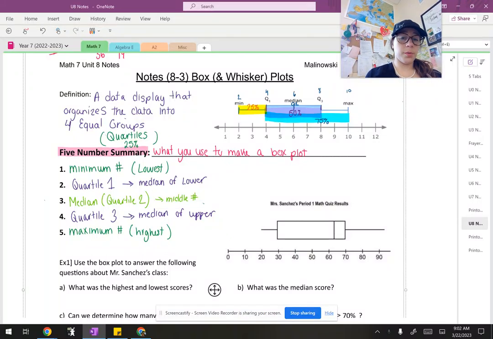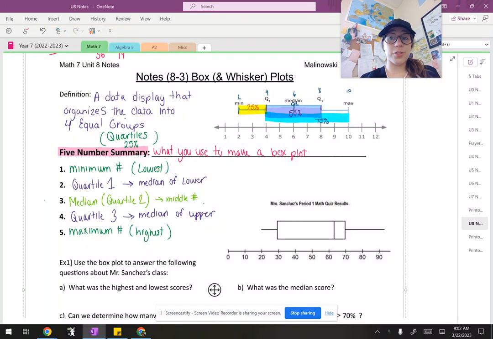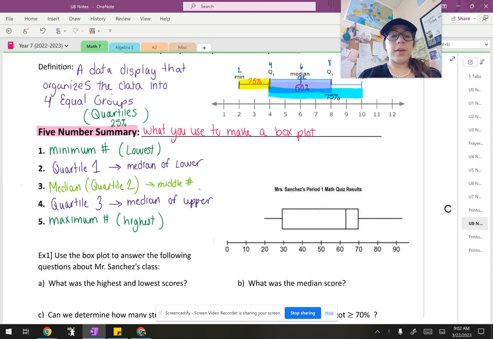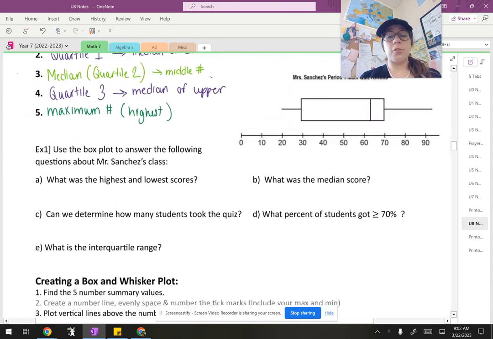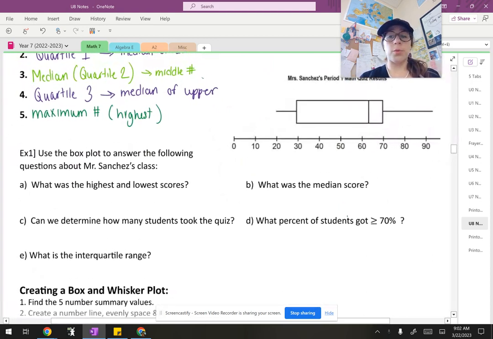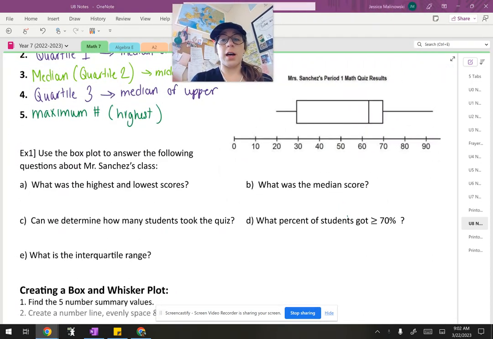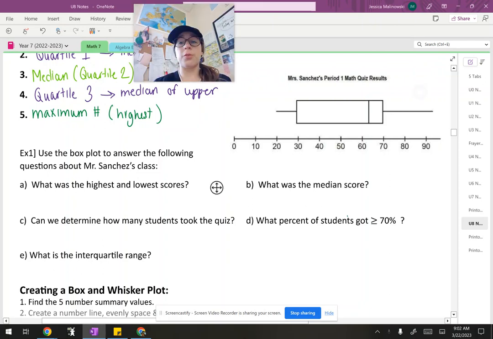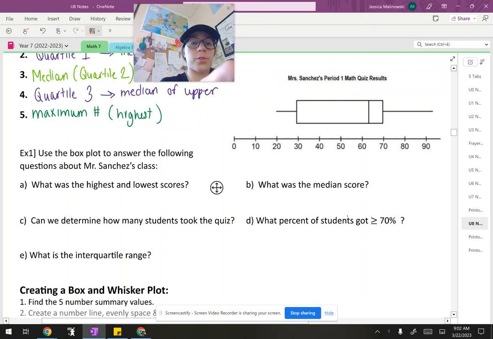Okay, so here we are continuing on with notes for 8-3 on box and whisker plots. We went over the 5-number summary, and first off, we're going to take a look at example number 1, which focuses on Mrs. Sanchez's period 1 math quiz results.